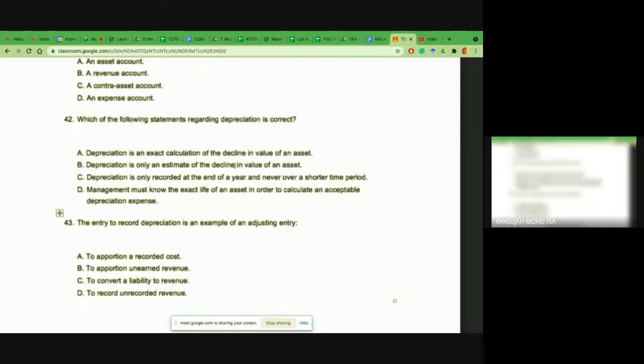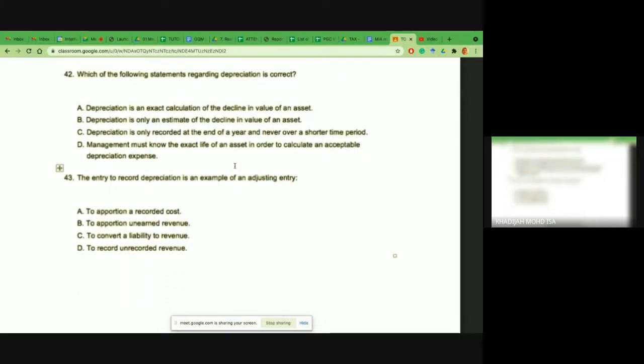Which of the following statement regarding depreciation is correct? Depreciation is an exact calculation. Wrong. Depreciation is only an estimate. Correct. Of the decline in value. Correct. Depreciation is only recorded at the end of the year and never over a shorter period. Wrong. It could be on a monthly basis. Management must know the exact life is wrong. Right. It's just based on estimate. So the answer should be B.